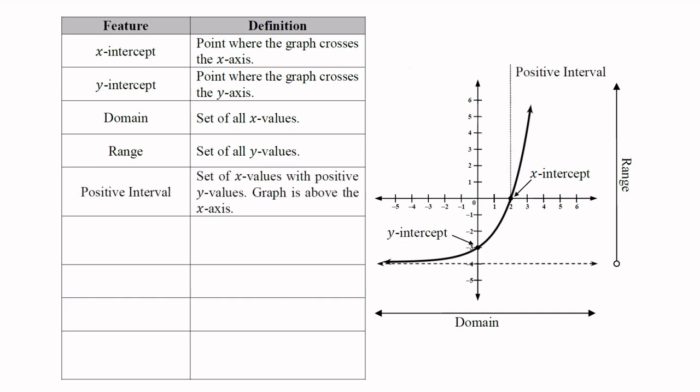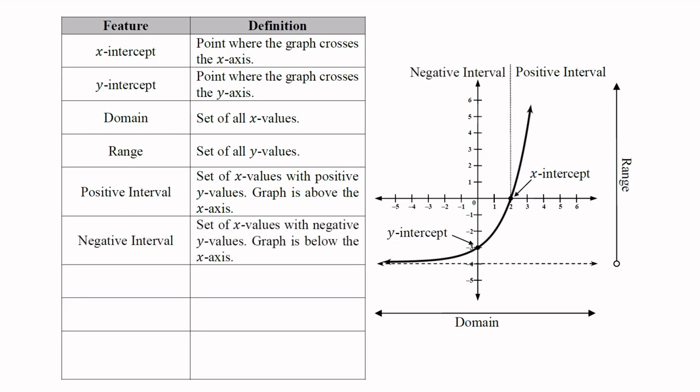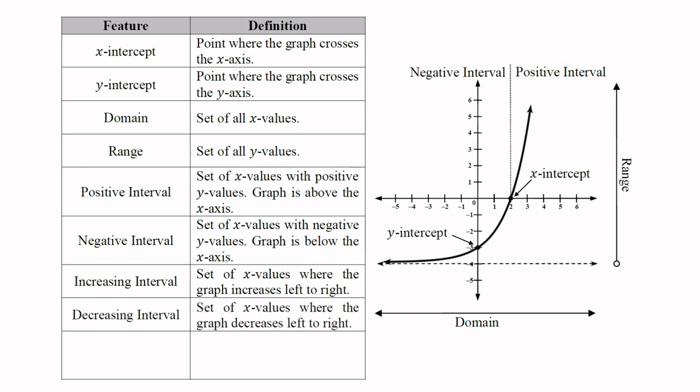Our positive interval is going to be the set of x values with positive y values, where the graph is above the x-axis, and the negative interval is still where the graph is below the x-axis. Increasing interval is still where we're increasing from left to right, and decreasing is where we're decreasing from left to right. So an exponential function will either increase everywhere from negative infinity to positive infinity, or decrease everywhere. If it's increasing everywhere, then you have no decreasing interval. If it's decreasing everywhere, then you have no increasing interval.